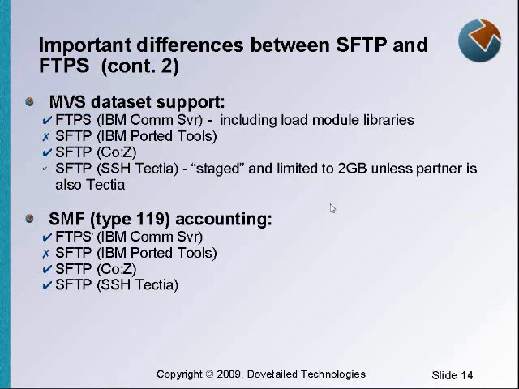Some other differences between SFTP and FTPS is that with regards to dataset support, FTPS, as you would expect, has very good dataset support. It also includes exotic things like sending an entire load module library. If you look at Ported Tools from IBM, SFTP, it includes no dataset support. You can only transfer HFS or ZFS files. It doesn't support datasets at all, which is, as you can imagine, one of the primary reasons why we wrote Cozy, which is to add that dataset support.